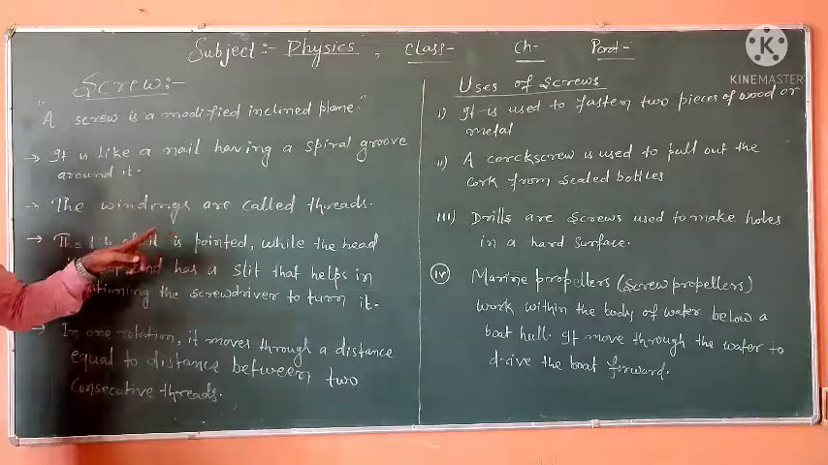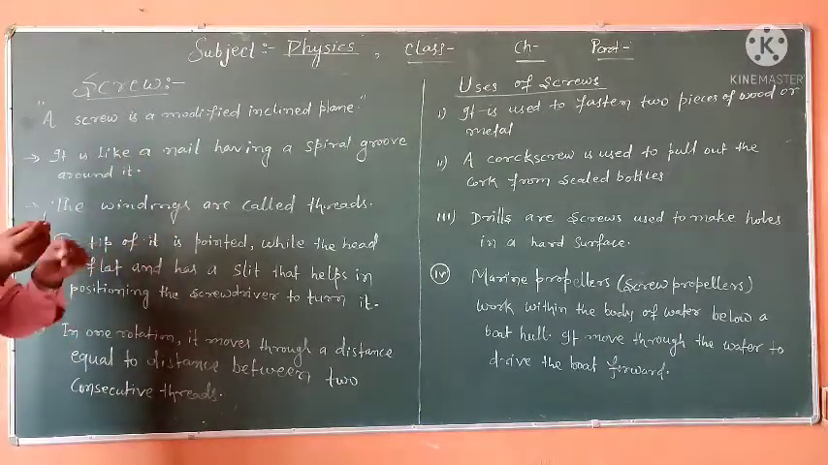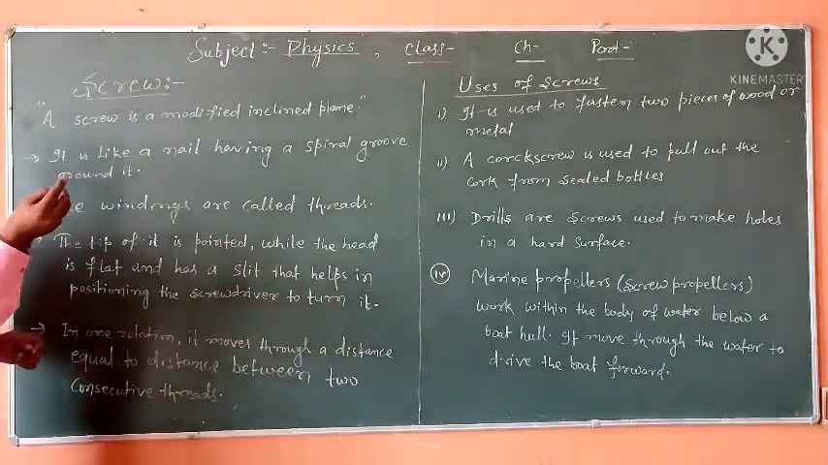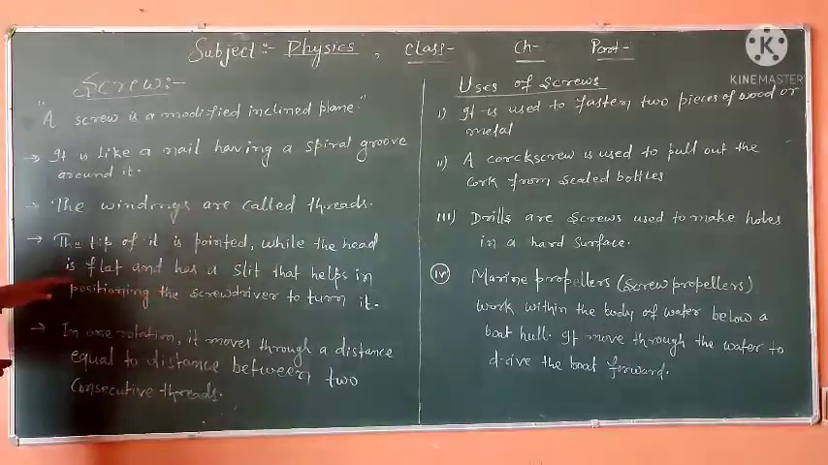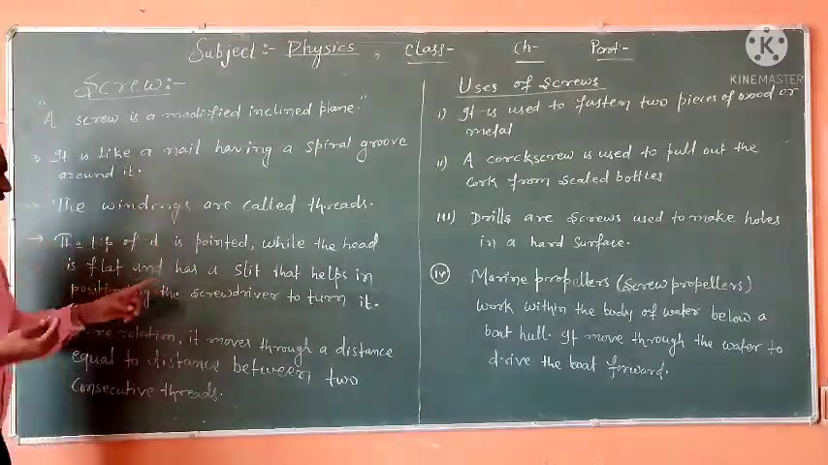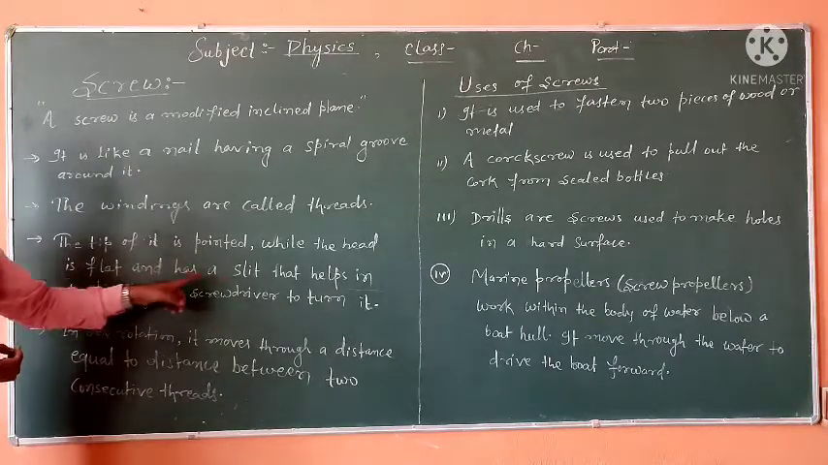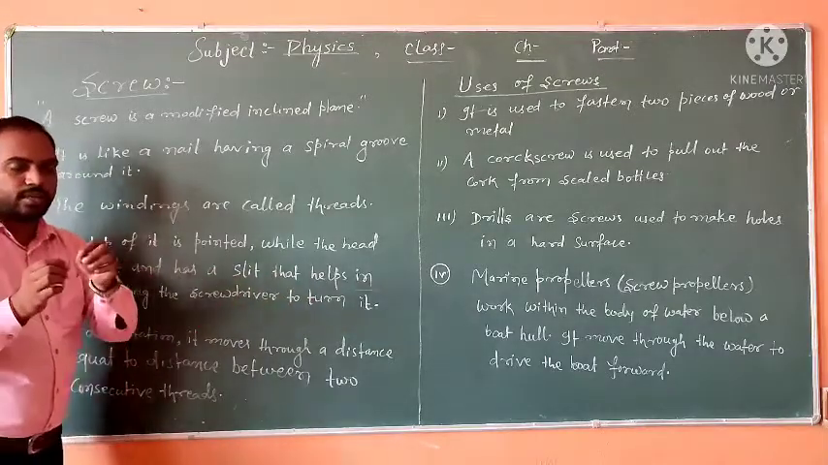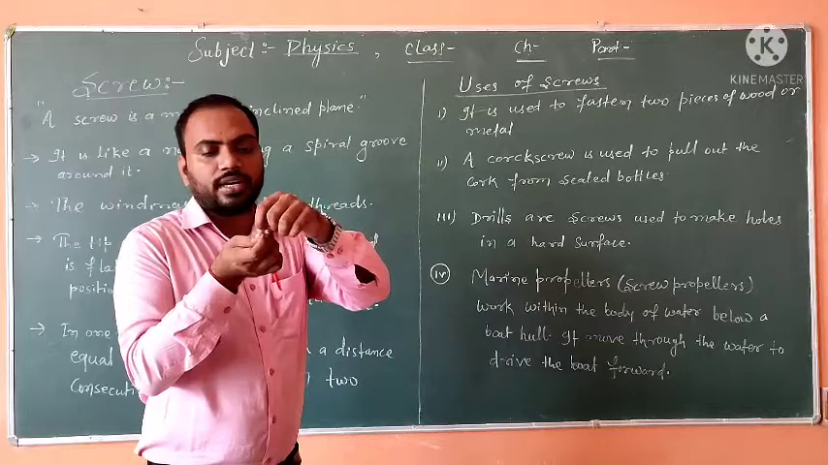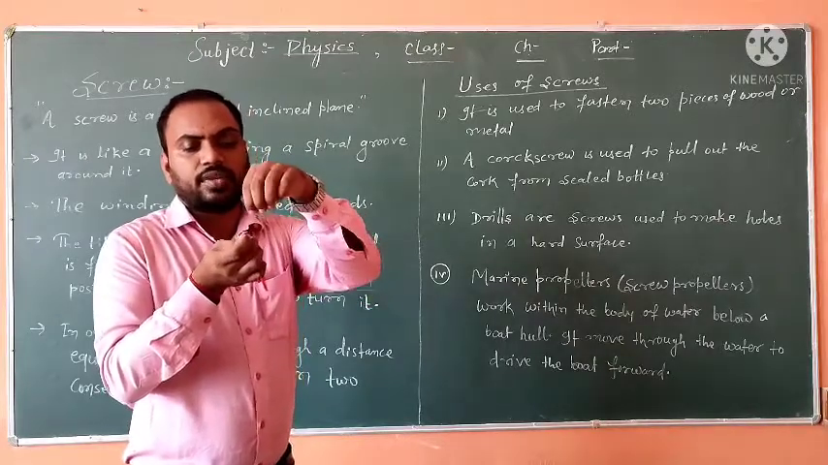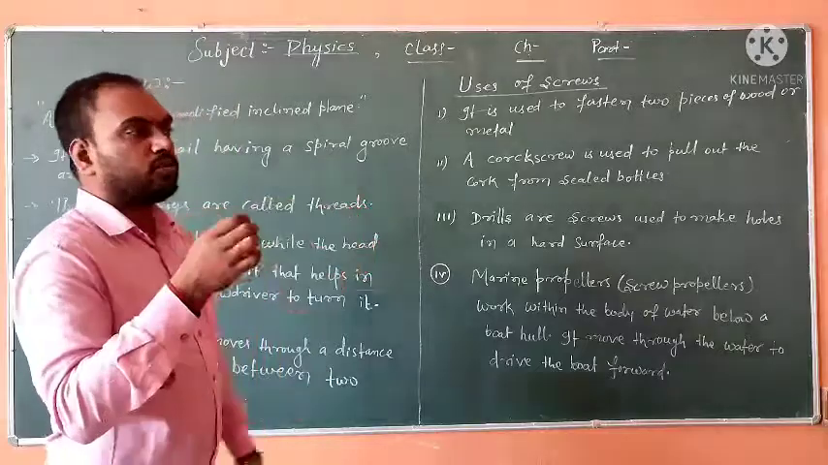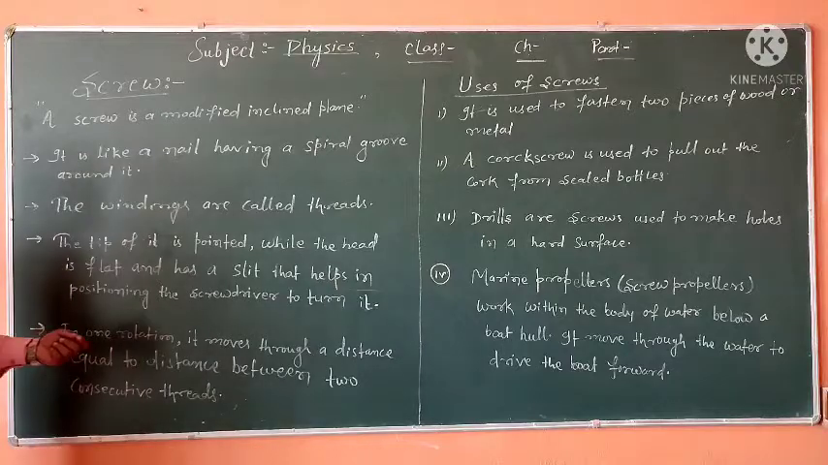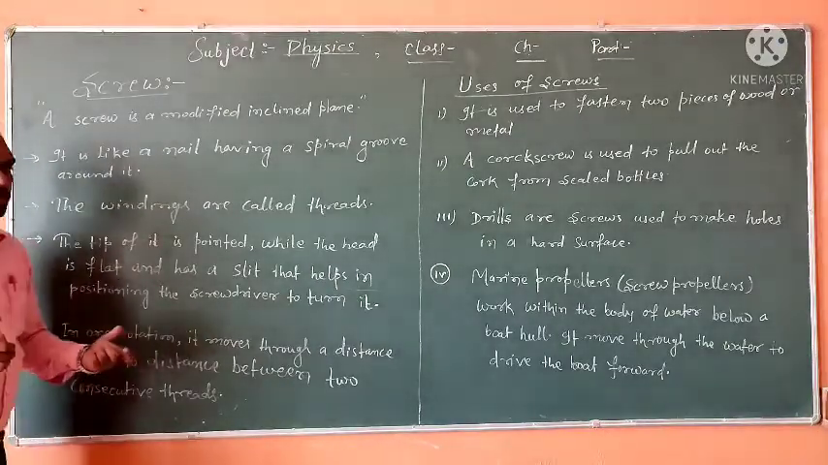The tip of the screw is pointed. Here, understand, this is the pointed shape, while the head is flat. This head is flat, as I have just explained. And a slit helps in positioning the screwdriver to turn it. In this slit there is a gap on the head, and in this we put a screwdriver to rotate it, to drive it. In one rotation it moves through a distance equal to the distance between consecutive threads.